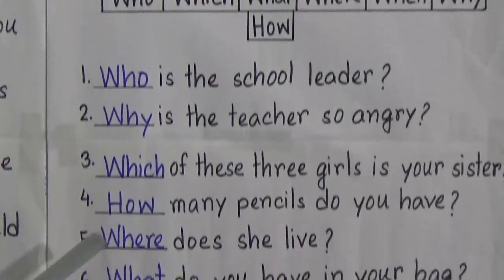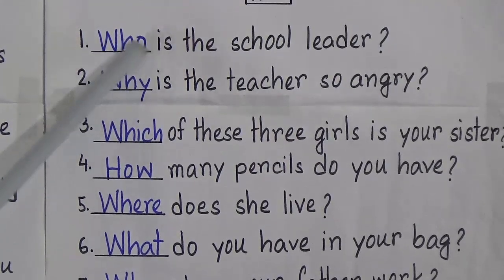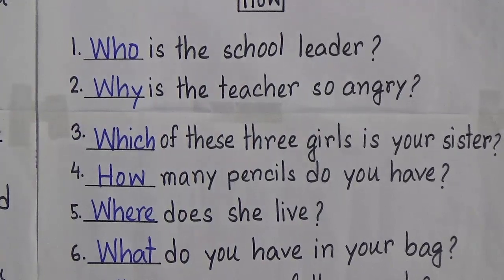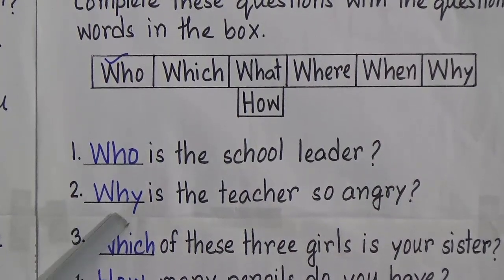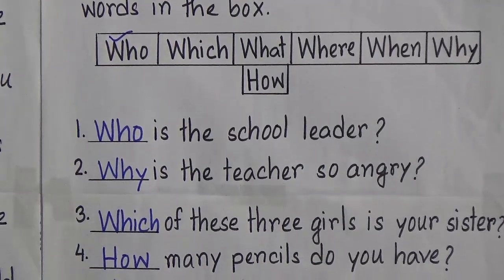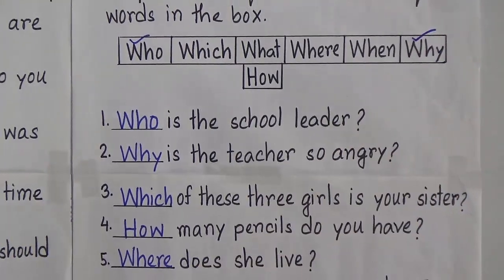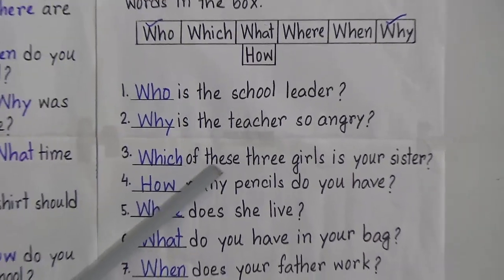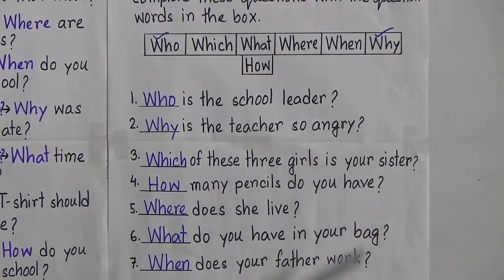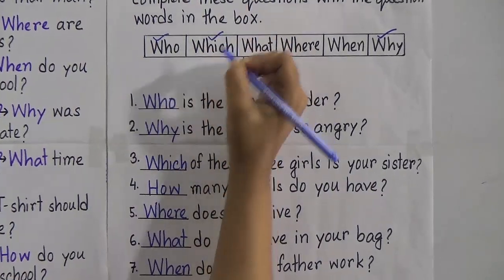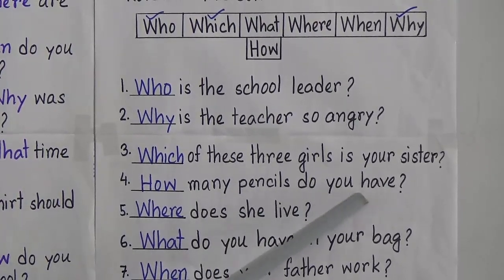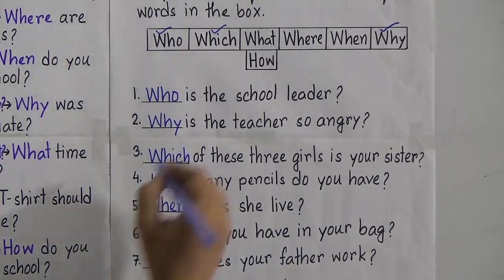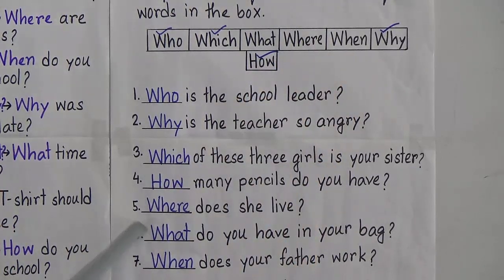And now let's check. Number 1, who is the school leader? Now look, we use this question word who. And now number 2, why is the teacher so angry? And we use this word also, why. Now number 3, which of these 3 girls is your sister? We also use which. And next, number 4, how many pencils do you have? We also use how. And now number 5, where does she live?